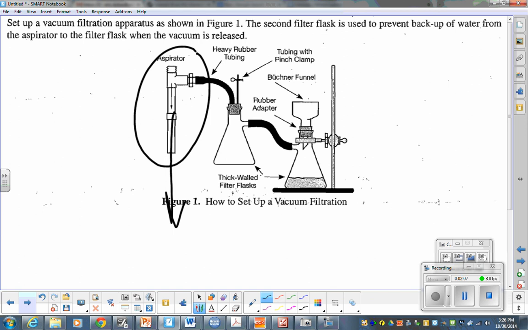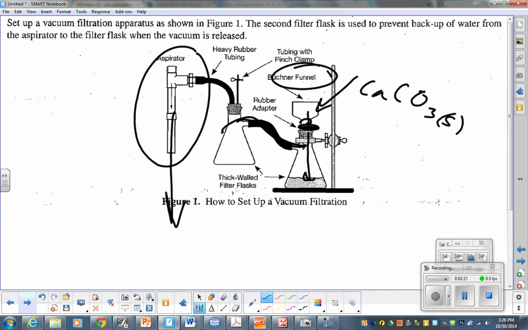You basically can pour your solution. The water should pour through. There's a filter in here. And then what happens is it creates a vacuum, and then you'll basically have your dried, or not your dried, but your CaCO3 solid would be left in the funnel afterwards. If not, we'll just use the standard ring stand and funnel, depending on if I can set it up or not.